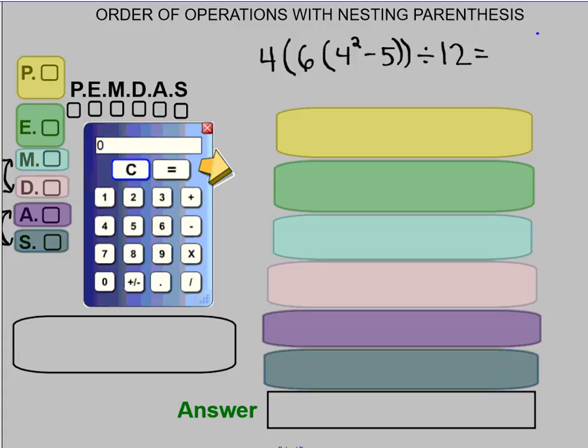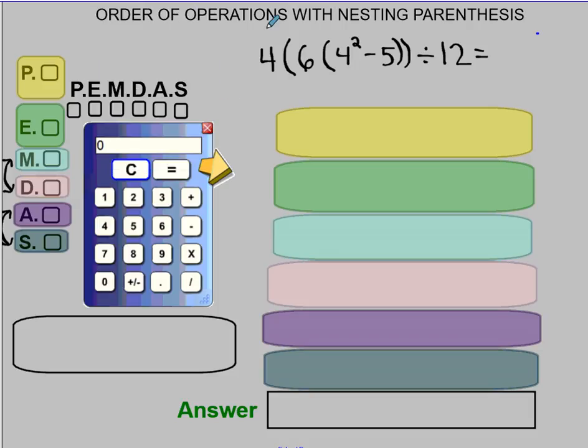Okay, order of operations with nested parentheses. On the left-hand side, I put your handy little chart, your checklist. You have parentheses, exponents, multiplication and division, whatever comes first from left to right, addition and subtraction, whatever comes first from left to right. Within our parentheses, remember, you still have to follow the order of operations. So I put a little checklist for following the order of operations within the parentheses.